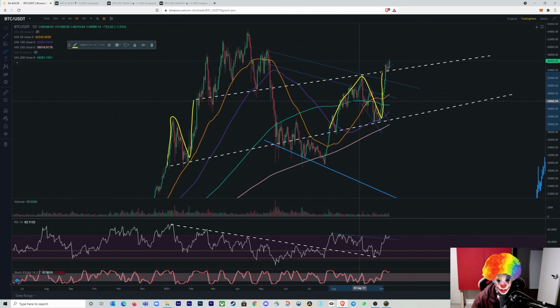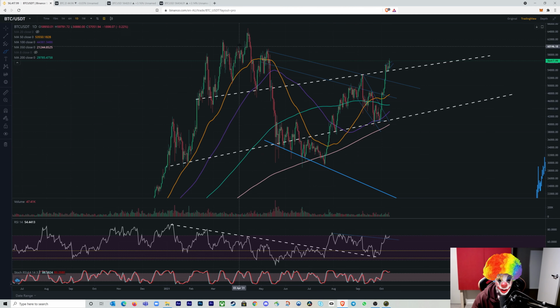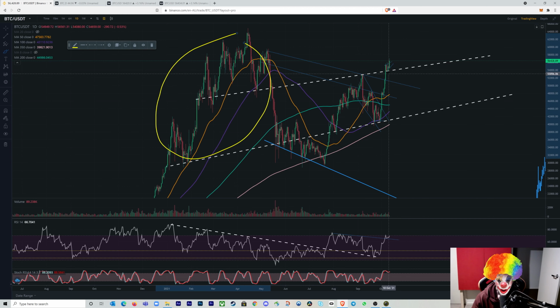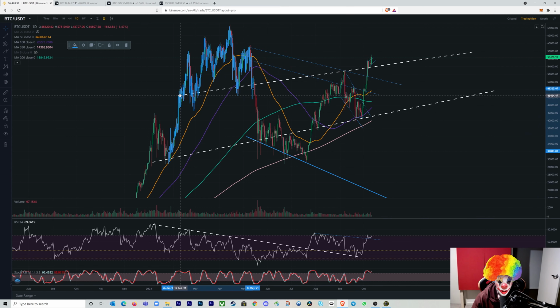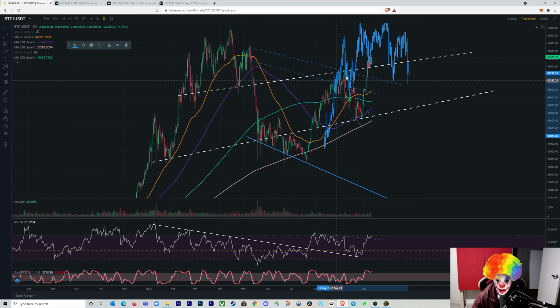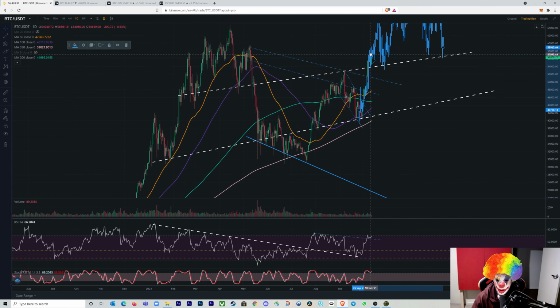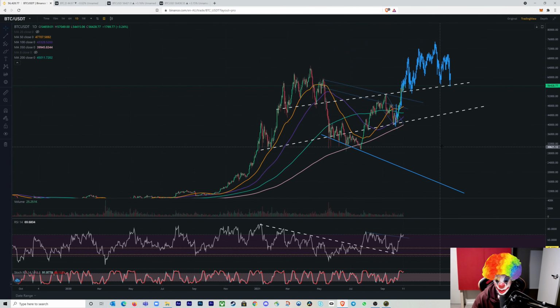So what I thought I might do is just take this section over here of Bitcoin and lay it over here to see what it would look like if we follow a similar pattern again. Okay, so you can see I grabbed this section here, which is basically this part of the chart. Now, if I overlay it here, it gives us a bit of an idea of what might happen. This is all speculation, of course.